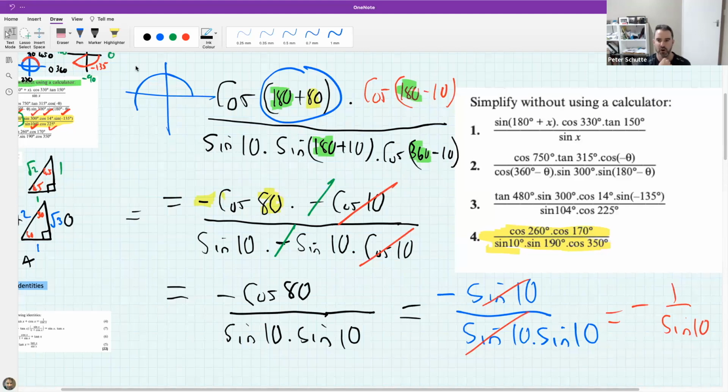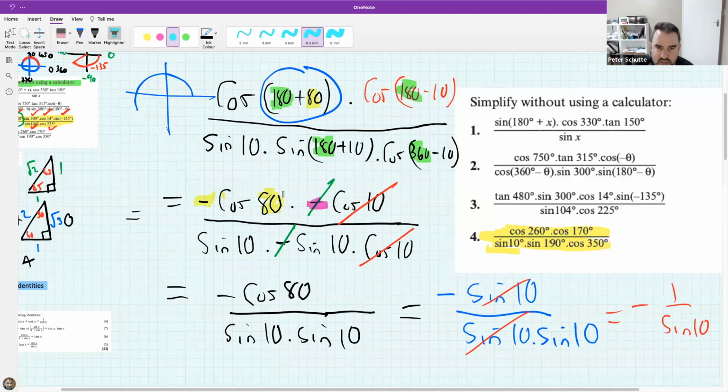Okay, the question has been asked, how did minus cos 80 become minus sine 10? Okay, so let's have a quick look and see if there's any little silly mistakes here. This thing is in quadrant 3, it has to be negative. This is in quadrant 2, and cos has to be negative in quadrant 2. So that's why I've got the negative there.